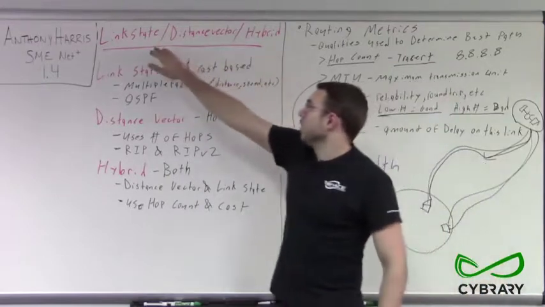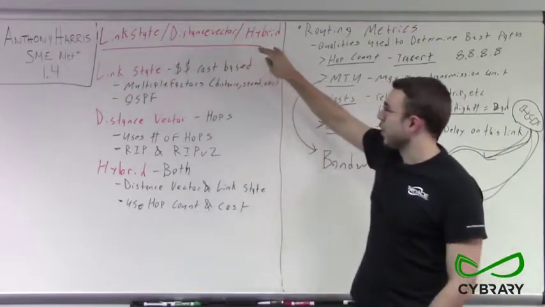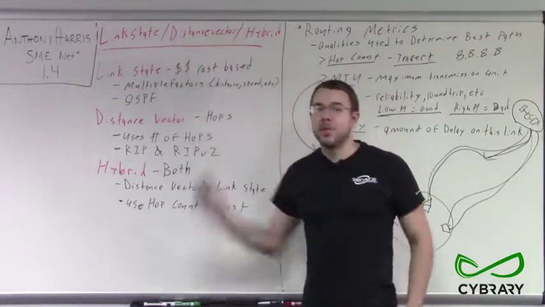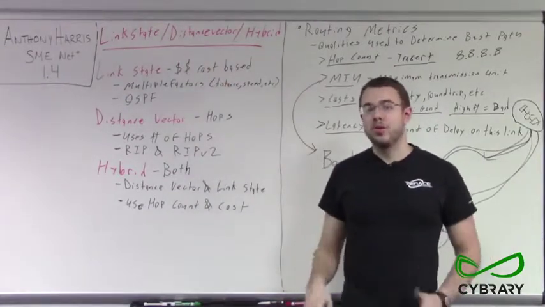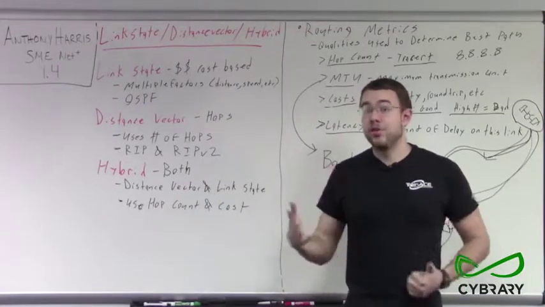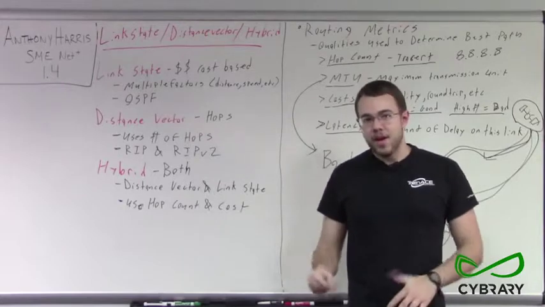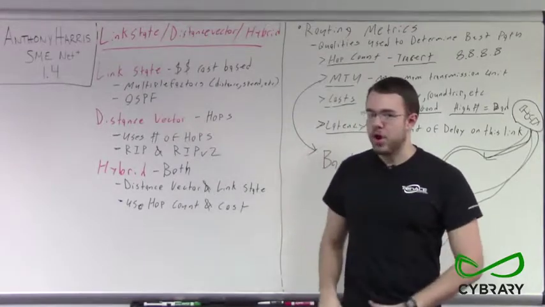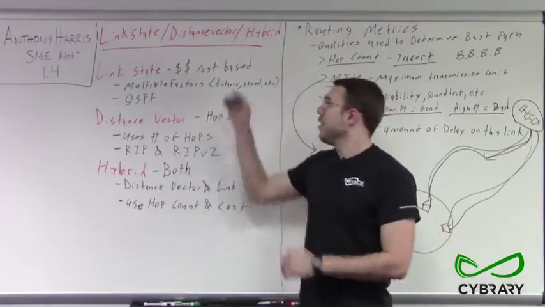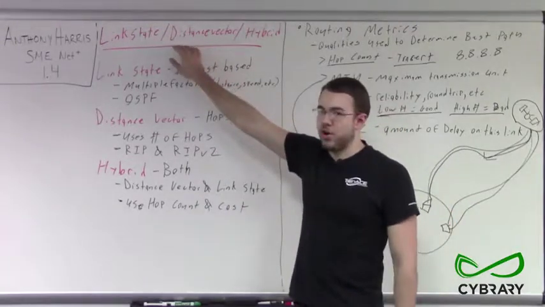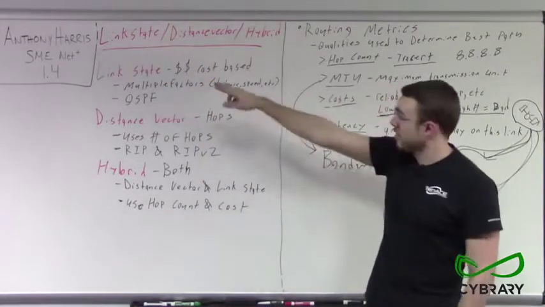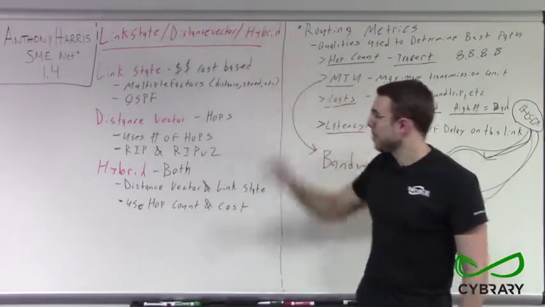So next we have our link state, distance vector, or hybrid. Now link state, distance vector, and hybrid all refer to protocols and different protocol types that our routers use in order to determine the best path. Now we have a lot more specific protocols that we'll get into and the specific metrics that those protocols use. But when we're talking about our protocols that our routers use, we have 3 main protocols that we break those into. And that's link state, distance vector, and hybrid.